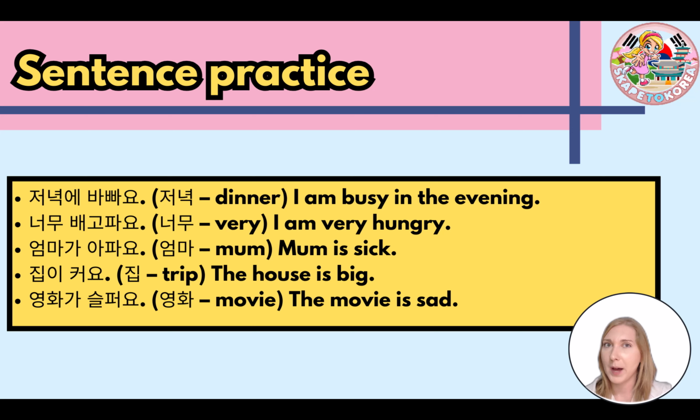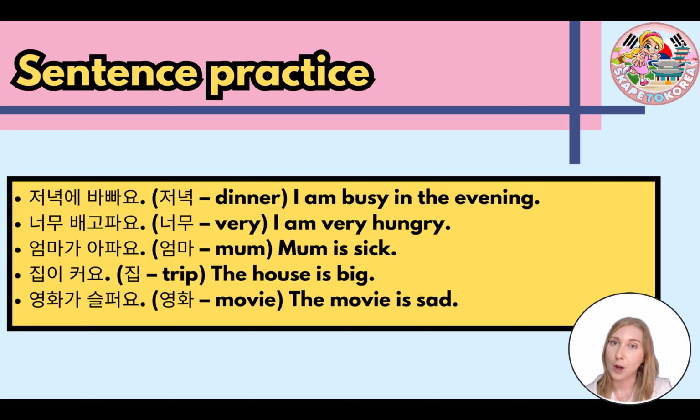너무 배고파요. I'm very hungry. So 배고프다 gets conjugated to 배고파요. 엄마가 아파요. Mom is sick. So 아프다 is our verb for to be sick. Gets conjugated to 아파요. And we're adding the subject marking particle to 엄마 because who is sick? Mom. Mom is sick. 엄마가 아파요.